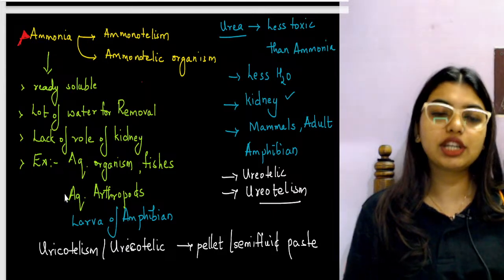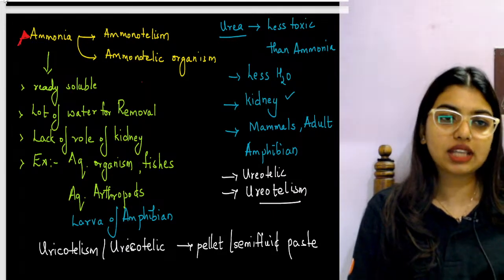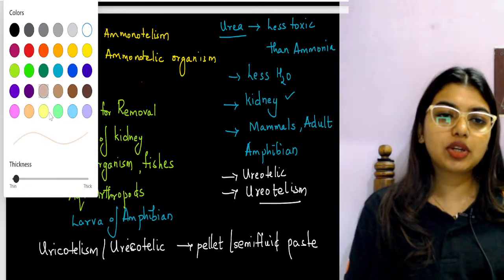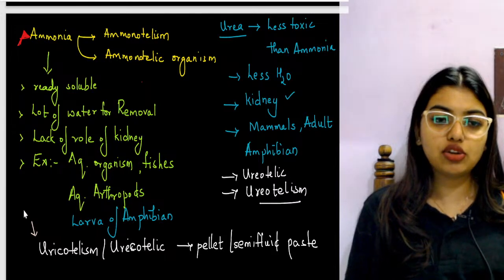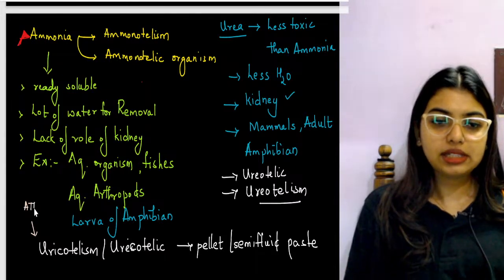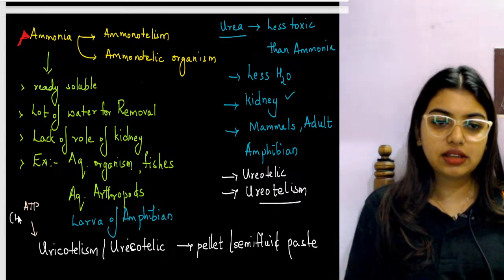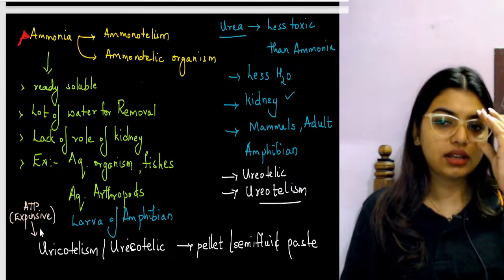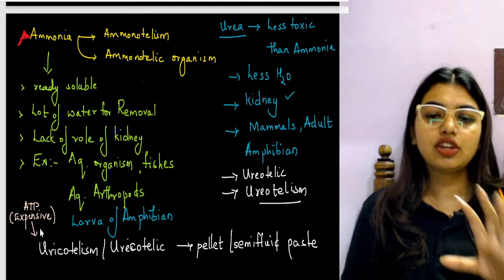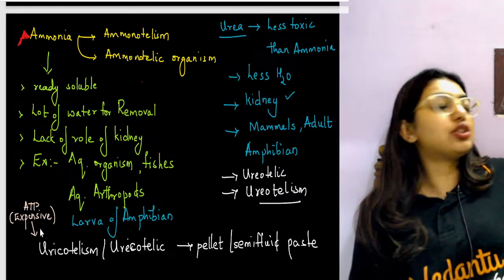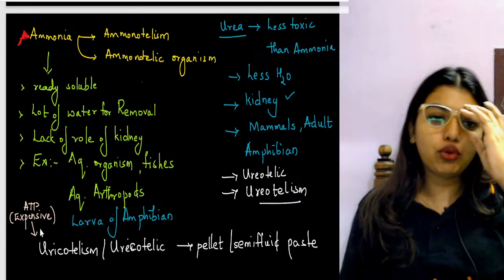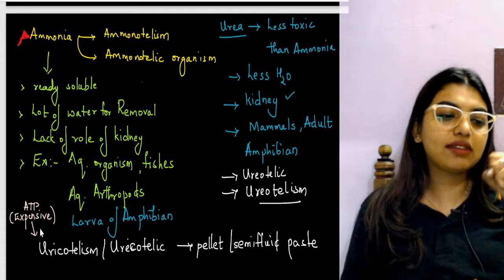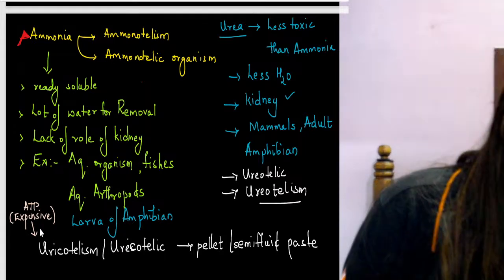Why are we not excreting uric acid when it's the least toxic? That is because uric acid requires a lot of ATP. It's an expensive process and we cannot afford it. Expensive doesn't mean the price is too high; the main issue is that we do not have that much energy to excrete it. Clear? Okay, fine.